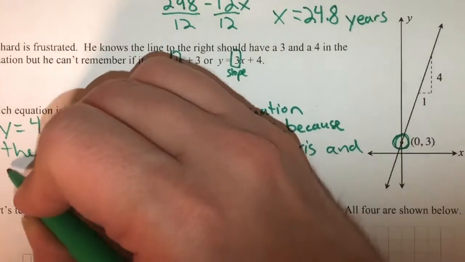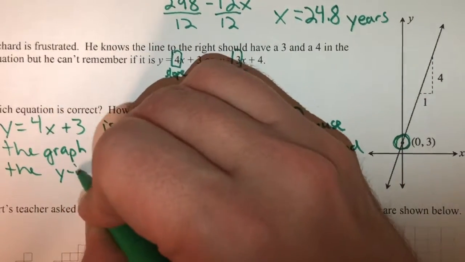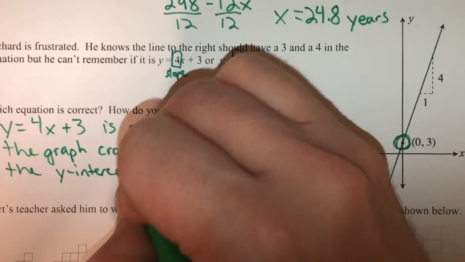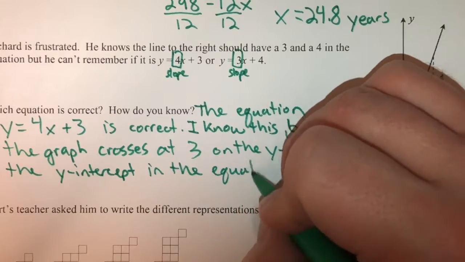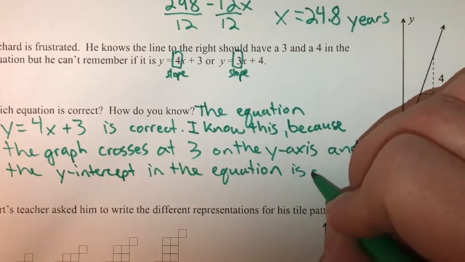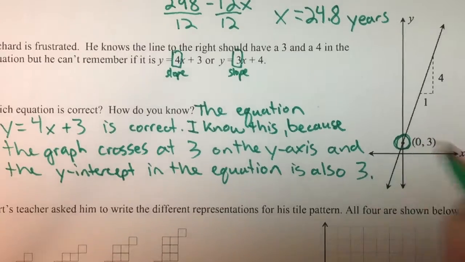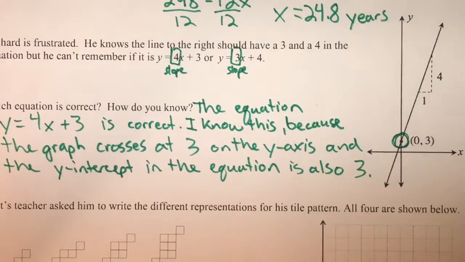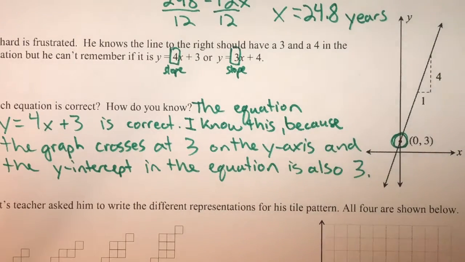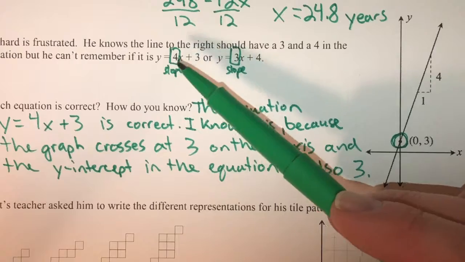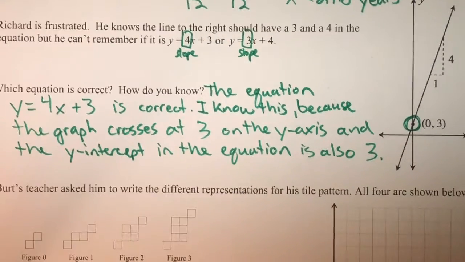And the y-intercept in the equation is also 3. So that's really, if you just told me that and said nothing about the slope, that would totally work. Or you could have said, I looked at my rise over run on my slope triangle. We had 4 divided by 1, which gives me 4, which does match our slope right here in our equation. So you had to say something about that.